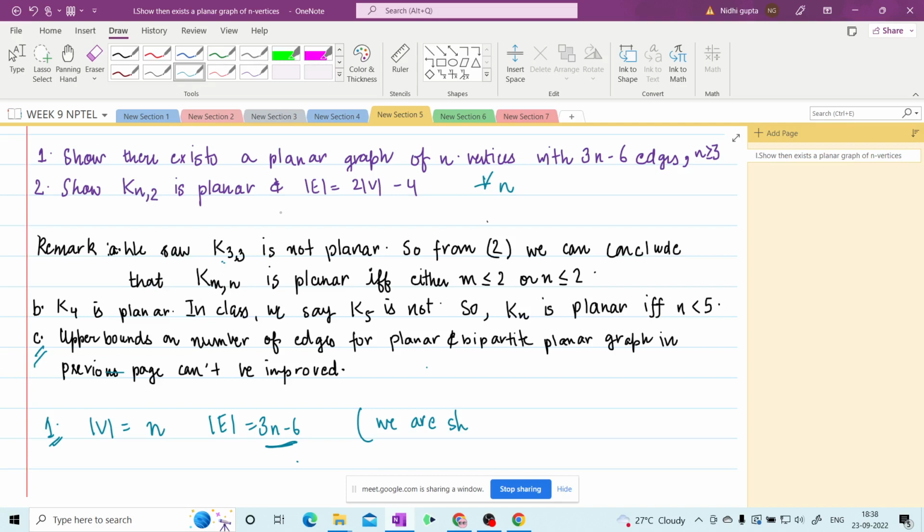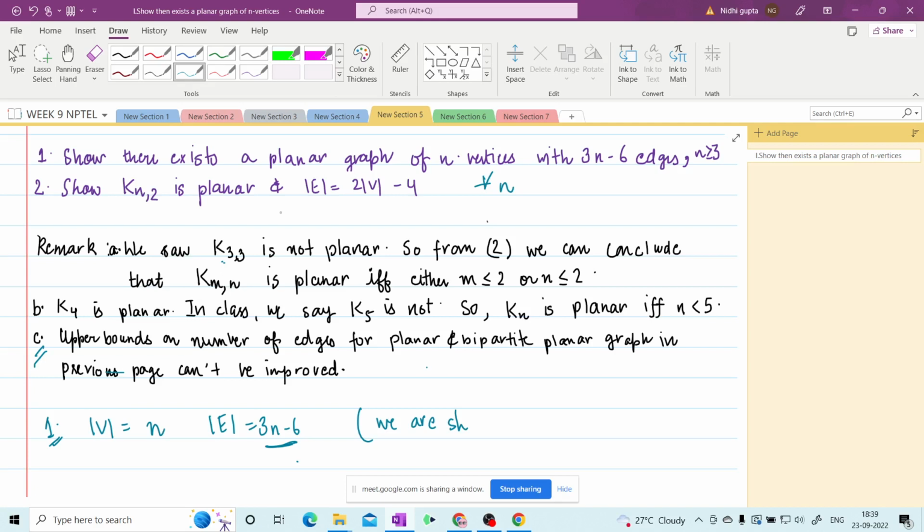And if one of m or n is 1, then it is obvious. So we see that if m is less than or equal to 2 or n is less than or equal to 2, then we have that Kmn is planar. And we also have the converse.